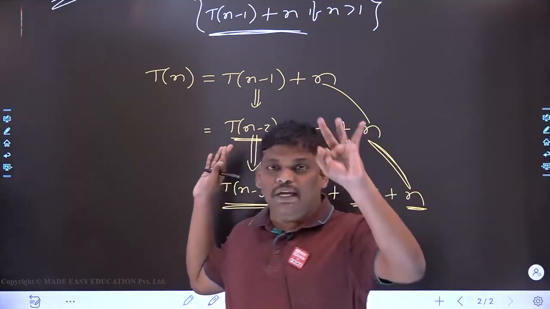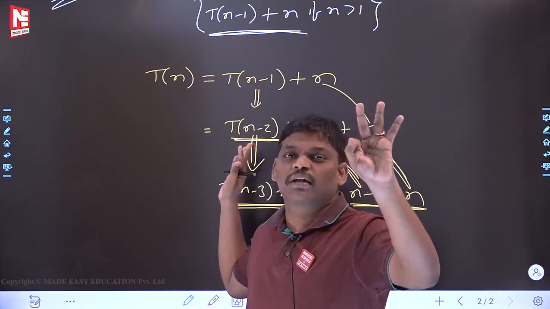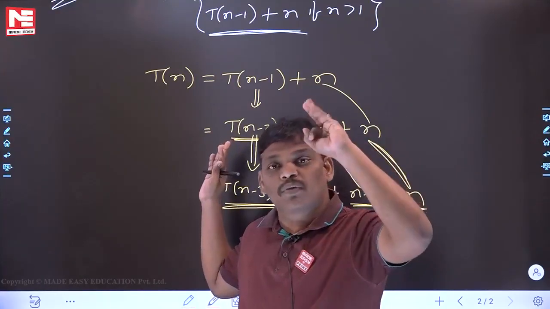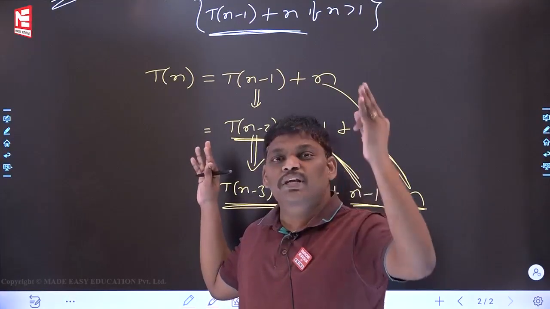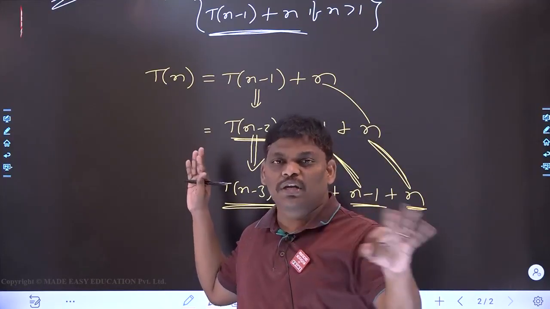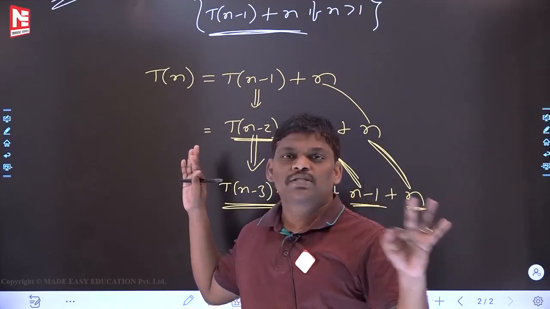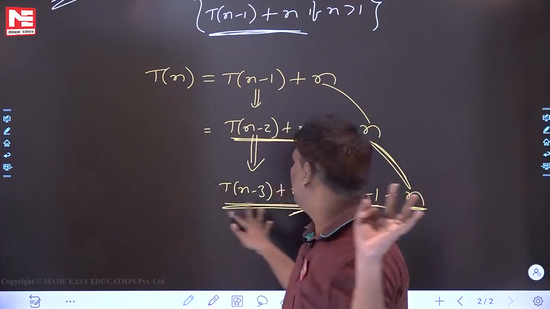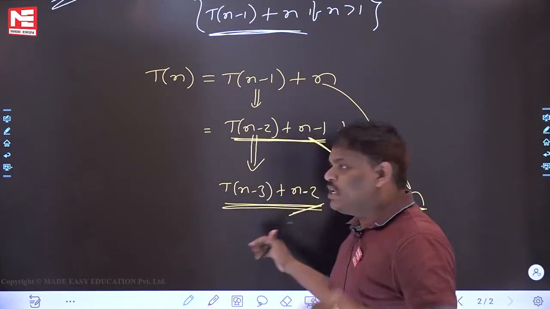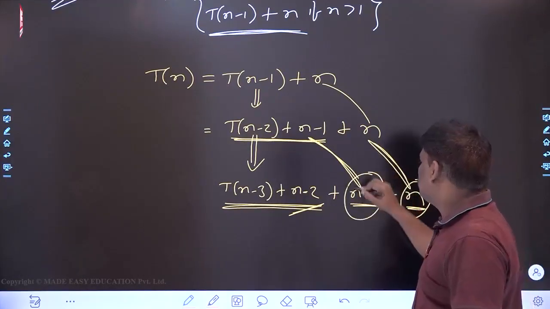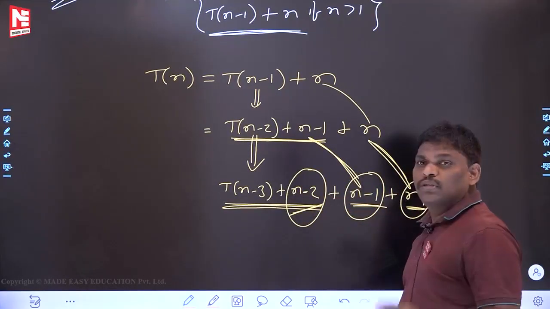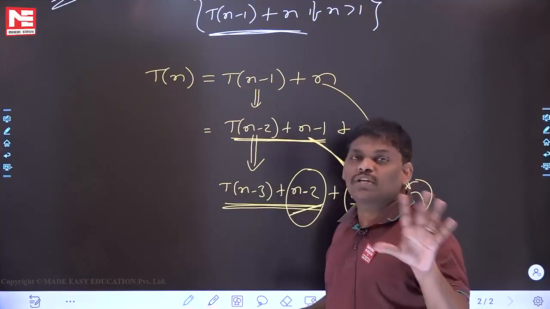Three times I have done. Please be careful. Don't do more times, don't do fewer times. Do 3 times. Substituting the given function repeatedly until the given function is removed is known as substitution method. Substitute 3 times first. Yes, I substituted 3 times. When you do 3 times, 3 non-recursive terms came: the first, the second, the third. If you do 3 times, you get 3 non-recursive terms.